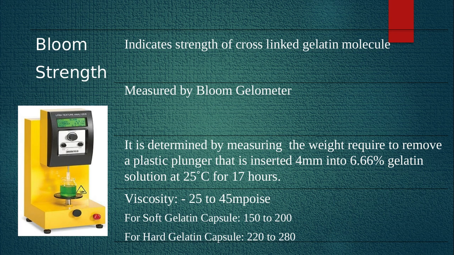We take one plastic plunger that is inserted 4 mm into a 6.66% gelatin solution at 25 degrees Celsius for 17 hours, and then we calculate the weight required to remove that plastic plunger from the 6.66% gelatin solution. And this solution has a viscosity of 25 to 45 millipoise. Soft gelatin capsules and hard gelatin capsules have different ranges of bloom strength. Soft gelatin capsule has 150 to 200, and hard gelatin capsule has bloom strength ranging from 220 to 280.